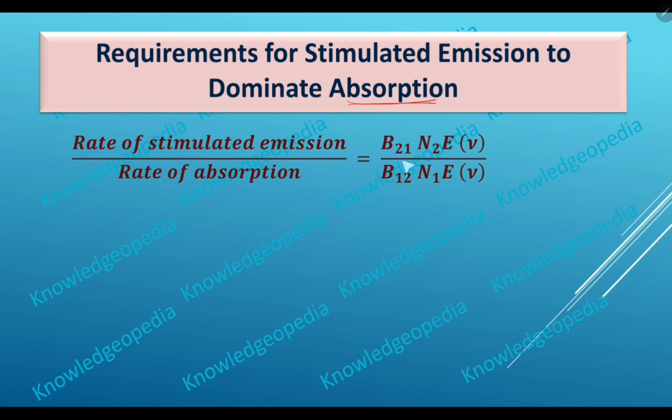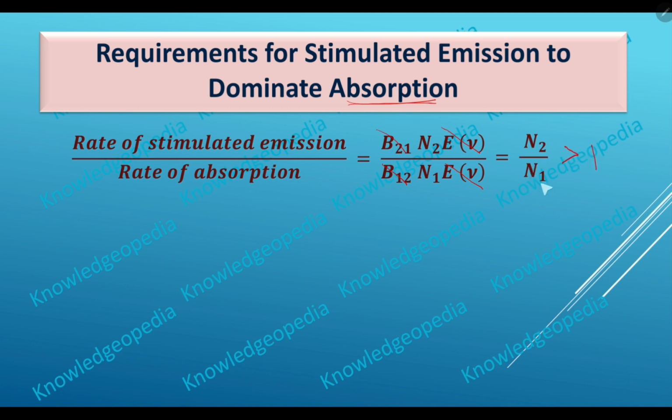So the rate of stimulated emission is equal to B21 N2 E nu, and the rate of absorption is B12 N1 E nu, right? And we have already seen that B21 is equal to B12, so I can cancel these two. And here I can cancel the energy density E nu. So what we are left with is N2 by N1. Here stimulated emission will dominate over absorption only when this is greater than 1.